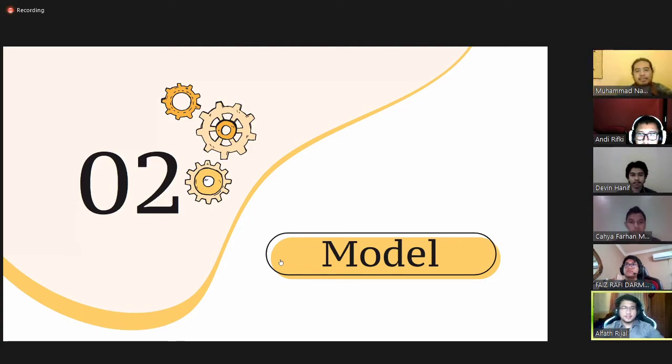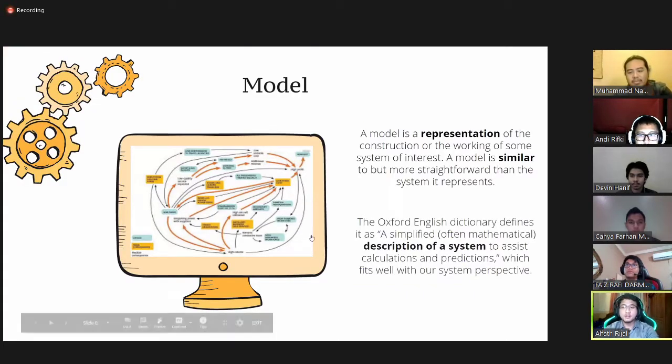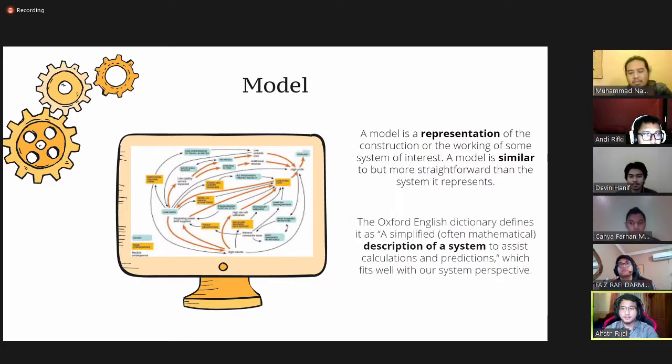Okay, we continue. My name is Muhammad Rijal Alfat. Now, after we know about the system, we can move on to how to turn it into a model. First of all, what is a model? A model is a representation of the construction or the working of some system of interest. A model is similar to, but more straightforward than, the system it represents. Meanwhile, the Oxford English Dictionary defines it as a simplified, often mathematical, description of a system to assist calculations and predictions, which fits well with our system perspective. So by having the model of the system, we can conduct the simulation itself. Next.